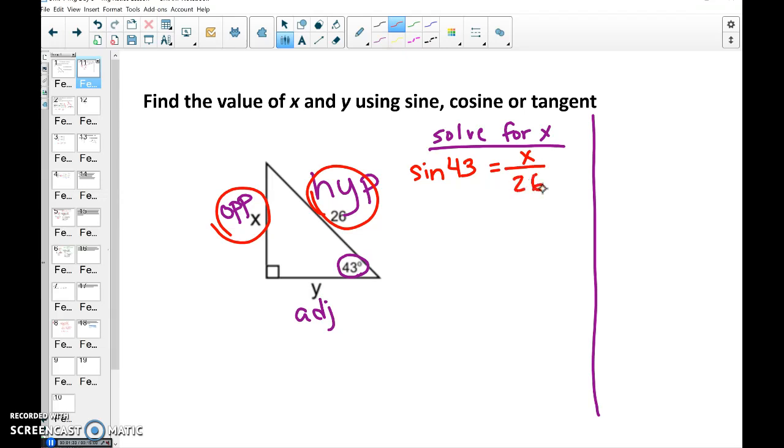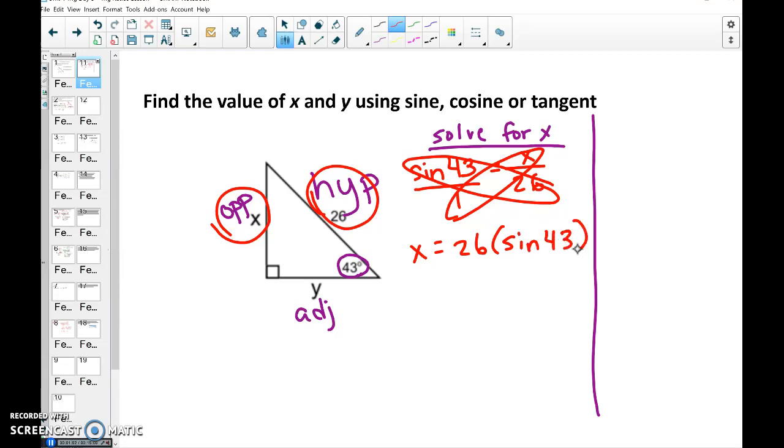Cool, now we have a problem just like we were working with before. Set it up over 1. Do your cross multiplying. Okay, nothing too crazy difficult for this one. X is by itself, and we have 26 times sine of 43. Plug it in your calculator, and if my calculations are correct, you should get this when you estimate. Remember, we're cutting that off at 2 decimal places just to be a little bit more exact. Awesome, so we solved for x.